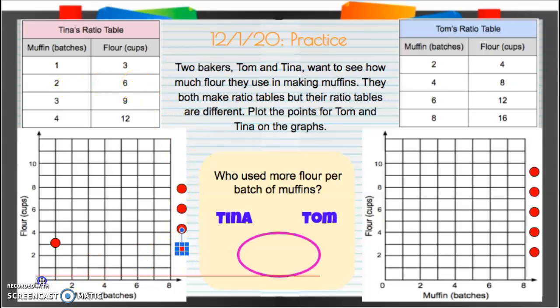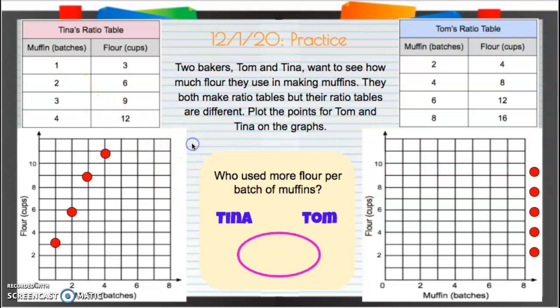So we're going to go over 2 up to 6. Next one, over 3 up 9. Over 3, 1, 2, 3, up to 9. Next one, over 4 up 12. Over 4 up to 12. Awesome. So we're done with that one.